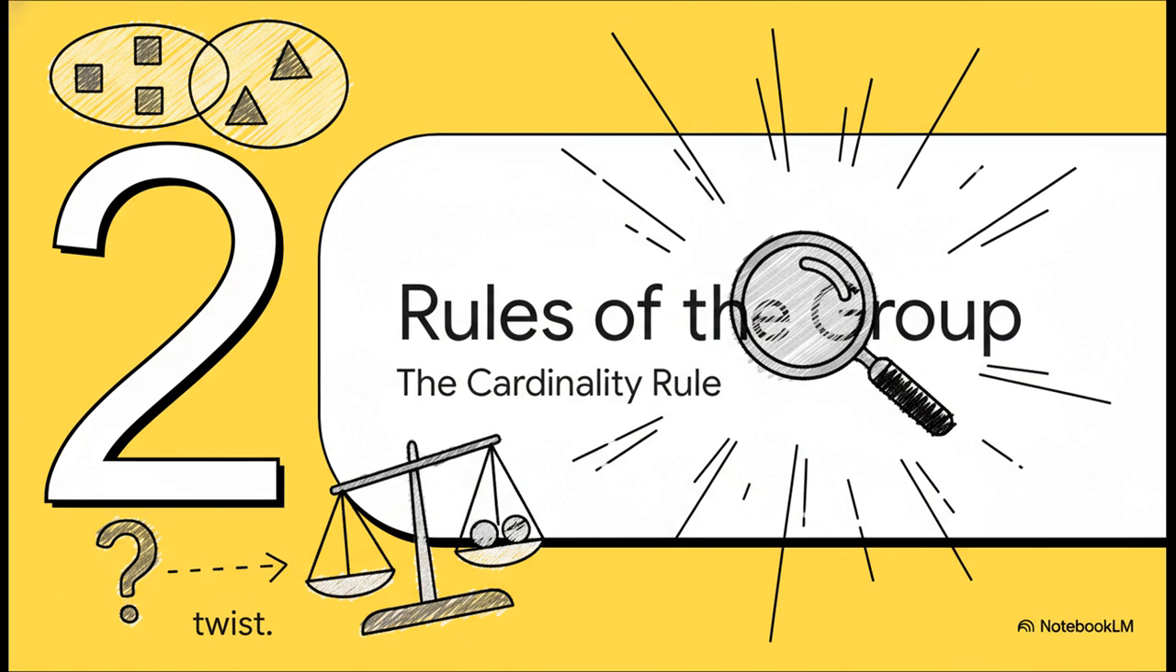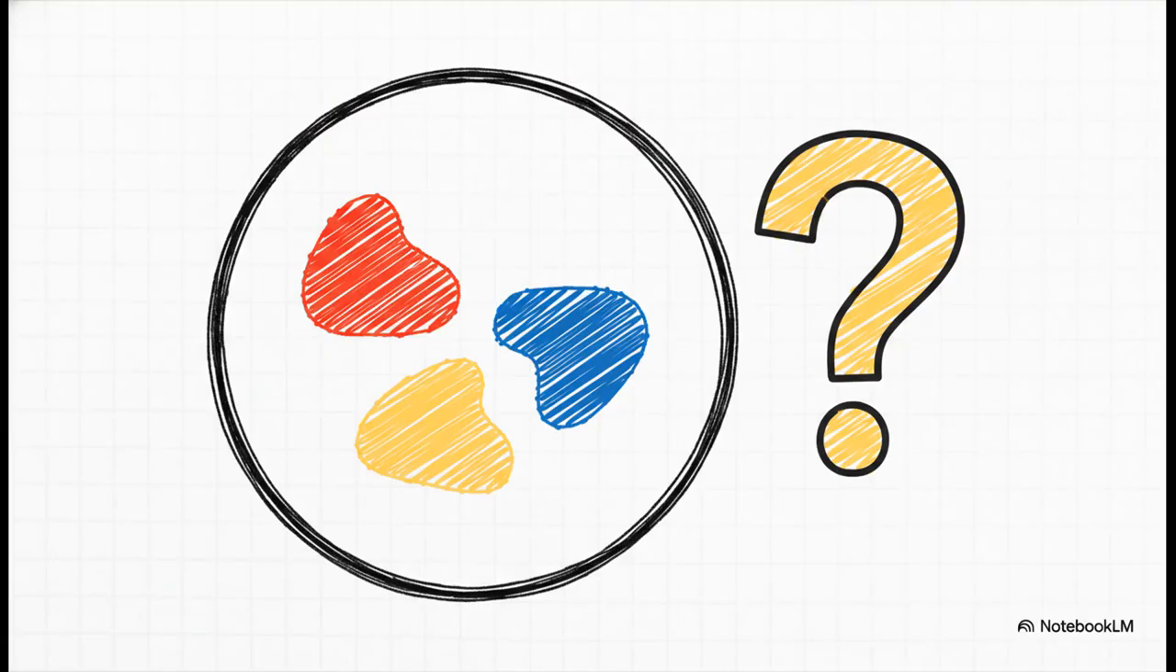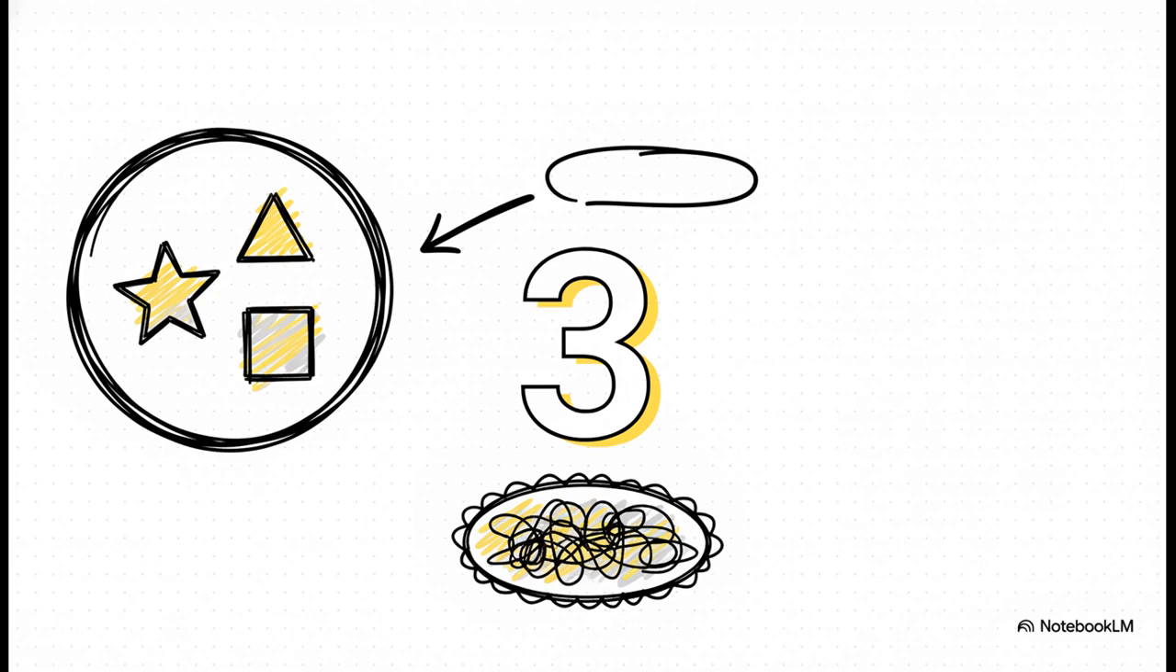This concept is called cardinality. Let's look at this super simple set. It's got 3 colors in it: red, yellow, and blue. Now, if I asked you how many items are inside this set, what would you say? You'd say 3. And you'd be totally right. The cardinality, which is just the official term for the size of the set, is 3. Easy enough. But this is where things get interesting.